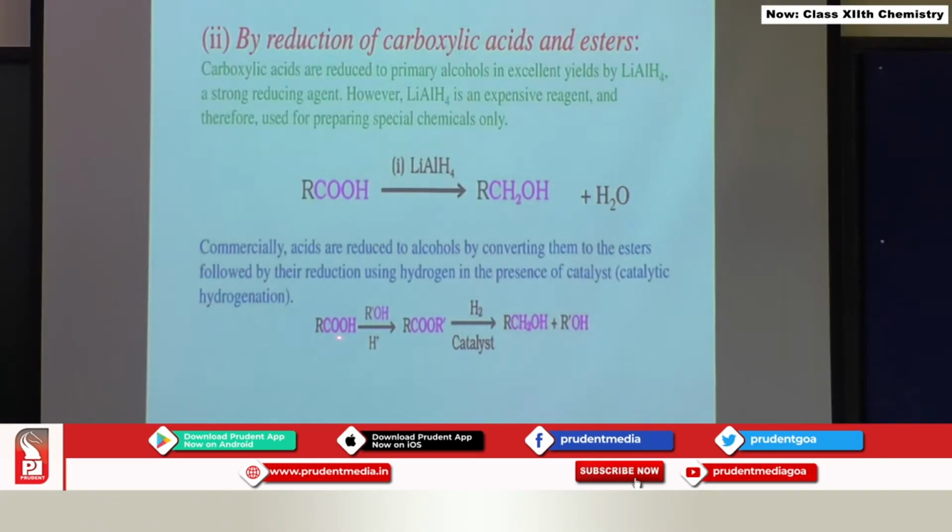This carboxylic acid is treated with alcohol and we are going to get an ester over here. This ester then undergoes catalytic reduction, and this CO group is getting converted into CH2OH, and this R dash also gets converted into alcohol. So this method is a cost effective method, as both the products are alcohols and both can be sold.